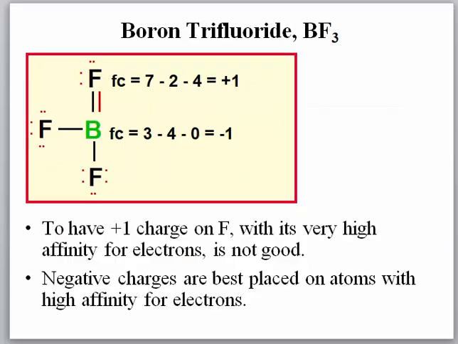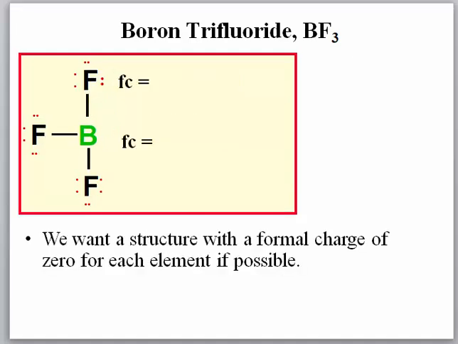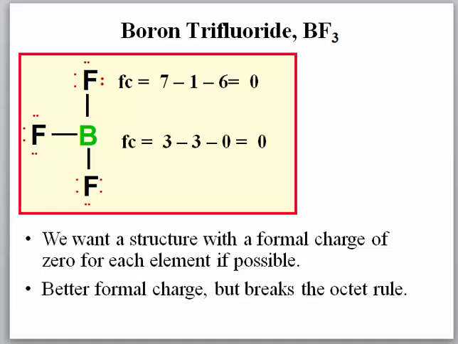And they're just not the best formal charges for a molecule. You've got a +1 on a highly electronegative element, and it's just not a great arrangement. But if we follow what we know boron does, we get nice formal charges of 0 for everything. So now we know that boron is electron deficient because of formal charge. It has a better formal charge, but breaks the octet rule.